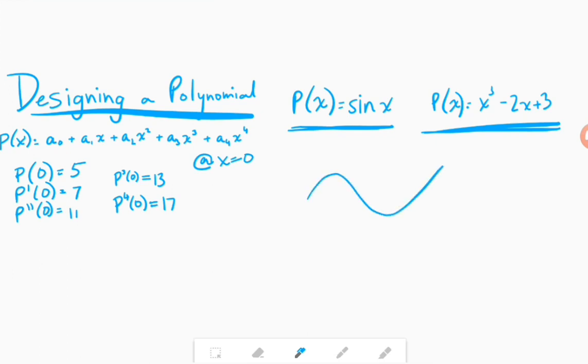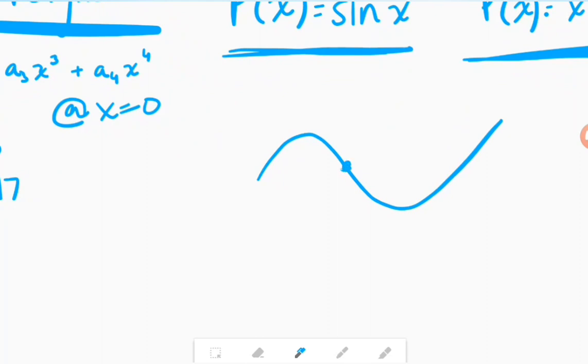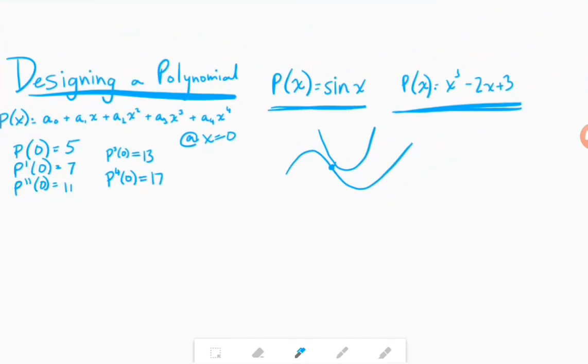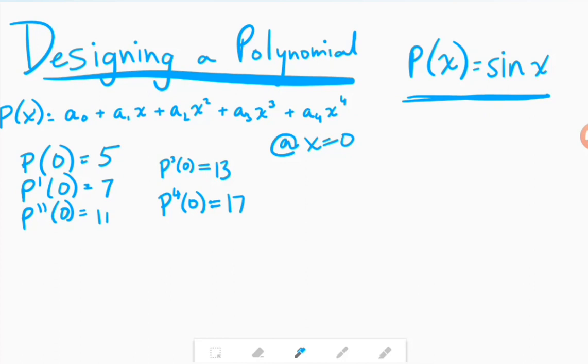So say I had something like that. Let's pretend that that's a sine of x graph, and I wanted to approximate this value over here. Well, I could have a quadratic that approximates that value, right? So say I had a function p of x, and I wanted to approximate p of x with a polynomial, and all I was given regarding p of x were these derivative values over here, and I wanted to find a polynomial that approximates p of x at x equal to 0.